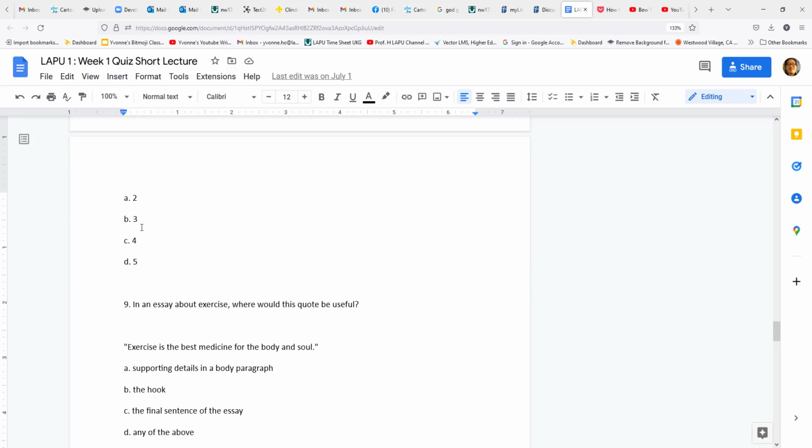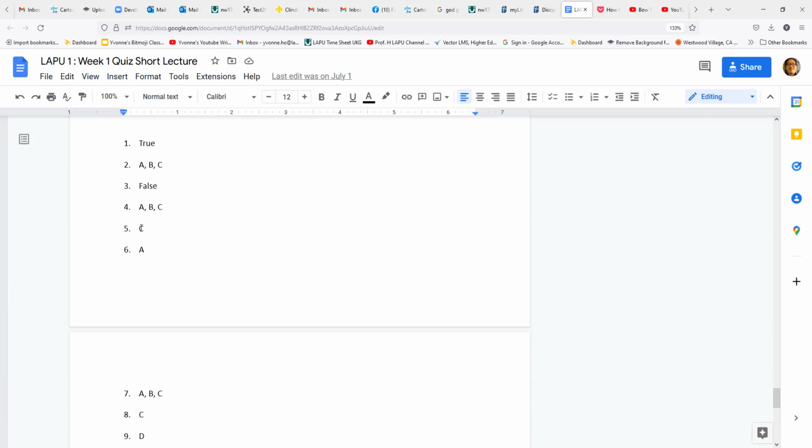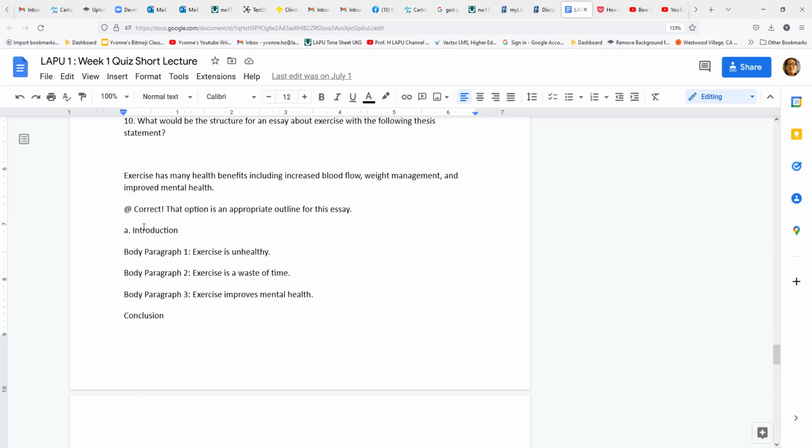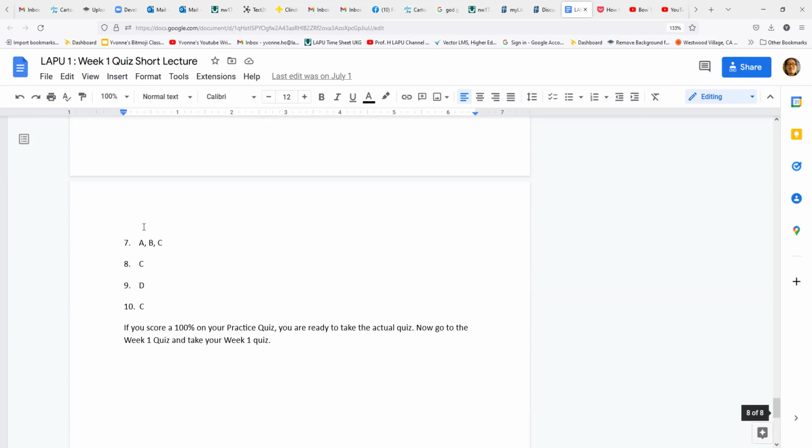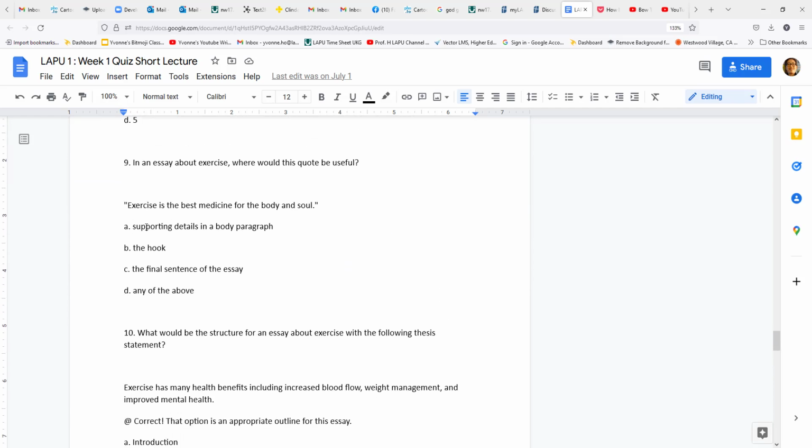In an essay about exercise, where would this quote be useful? "Exercise is the best medicine for the body and soul." Supporting detail in a body paragraph, the hook, the final sentence of the essay, any of the above. If I were to write this essay, it would be any of the above. But let's see what this quiz says for number nine. You can find the answers to the quiz down here. So here it says D. Oh, okay, any of the above. All right, that's what I said.